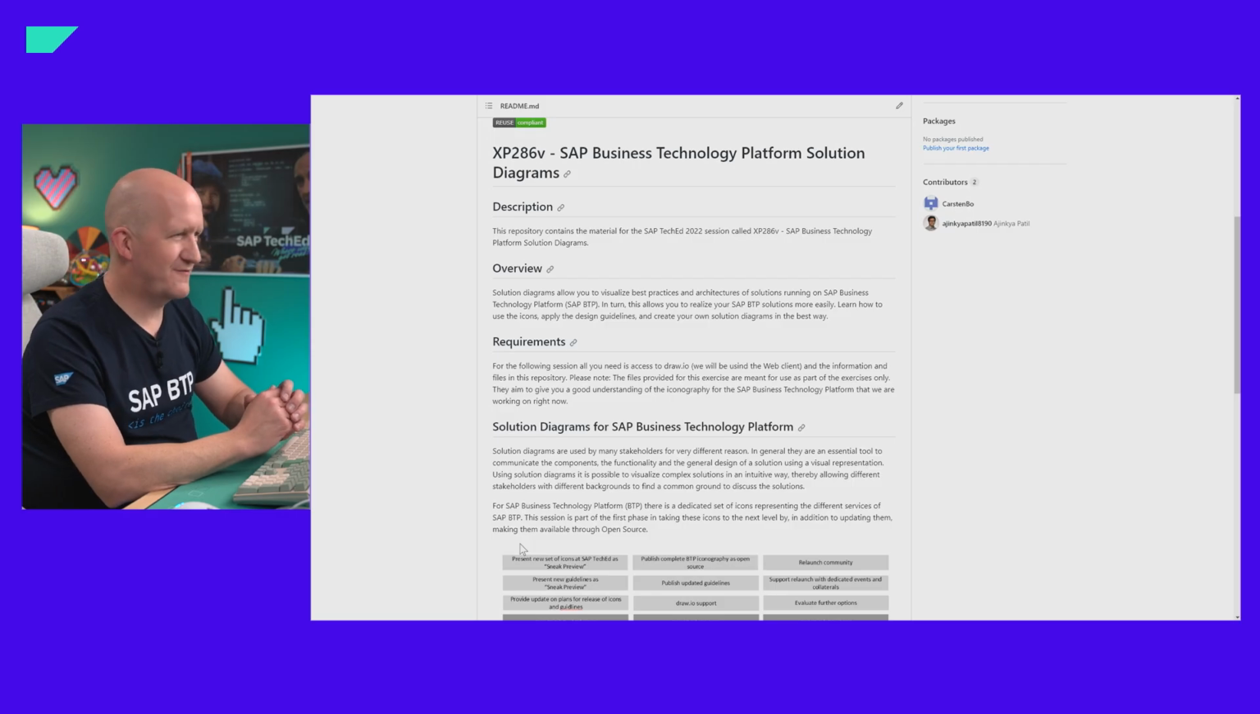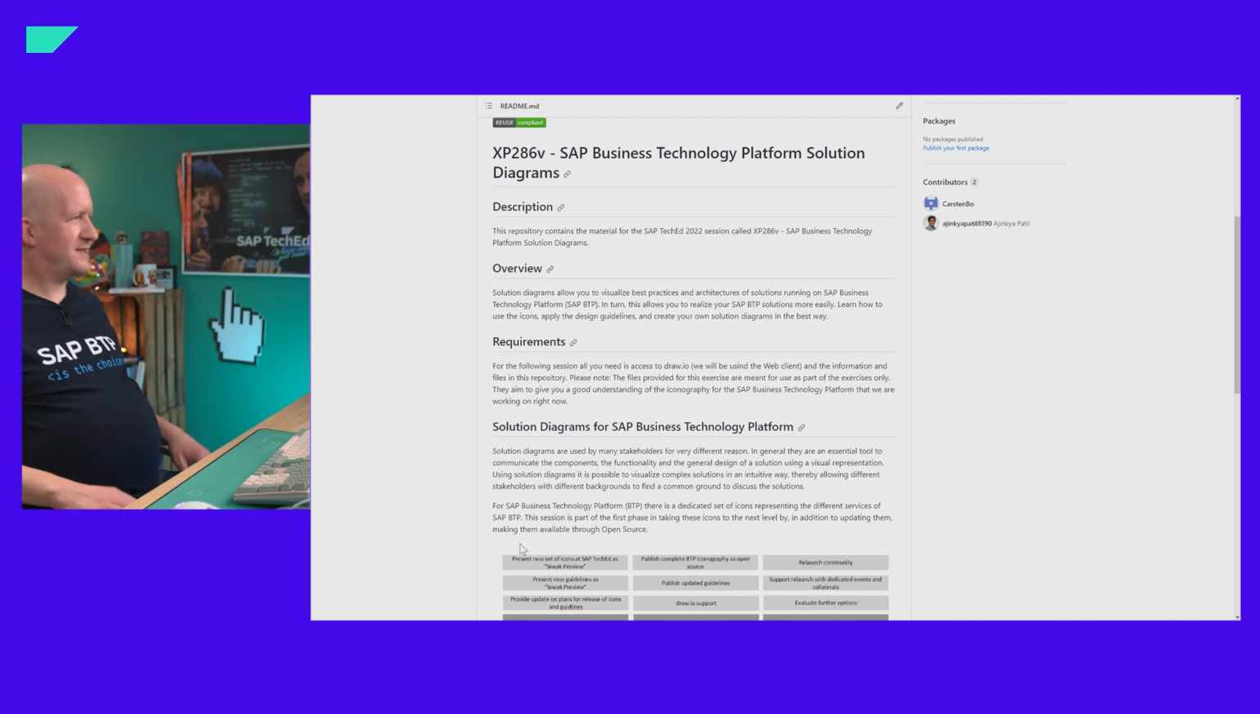And I'm here today to give you a little bit of an overview and a sneak preview of the new solution diagram icons, the new solution diagram approach that we will take in the future, and that will help you in building your infrastructure. As you can see, the session is called XP286v, so if this is the session you're looking for, you're in the right place.